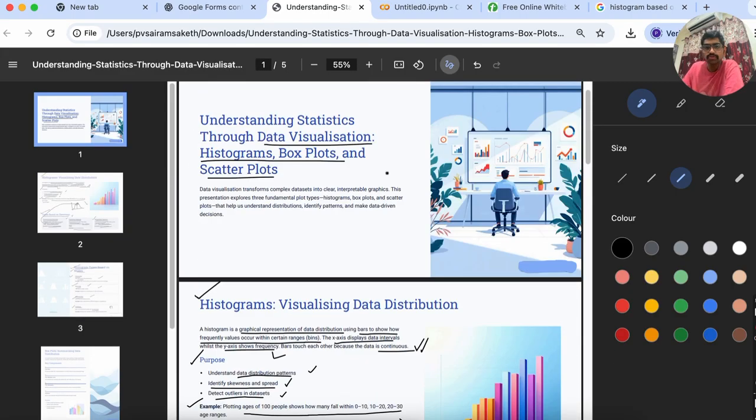So I hope you understood the concept of the histogram. And now in the next lecture we are going to implement the concept of histogram via Python.